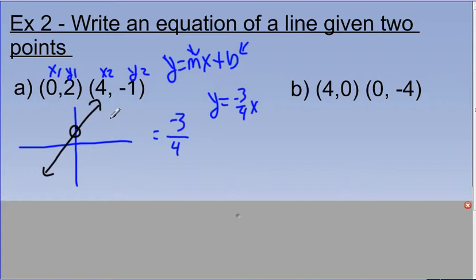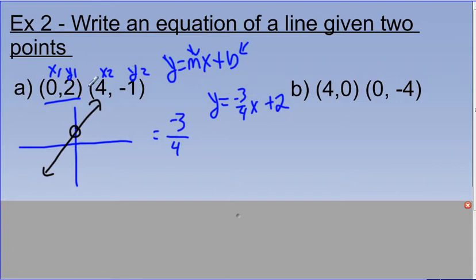So if one of our points has the x value of 0, then the y value of that point is the y-intercept. For example, this guy here is the point (0, 2). So our line crosses the y-axis at 2. And that's the equation of this line.